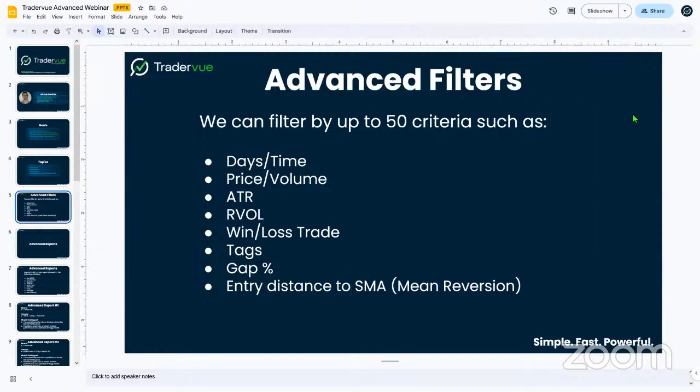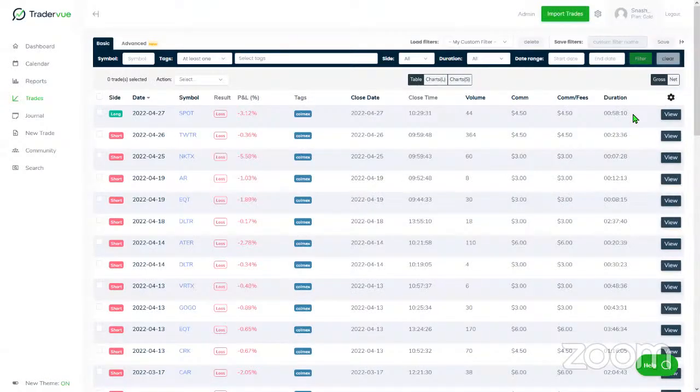So let's move to Tradervue now. Enough about the slides. Right now we're in a Tradervue Gold account. We're seeing the trade section with a lot of trades. And so what we're going to do is, the advanced filter you can find in multiple sections, like the trade section and the report section. In most of those sections you can see it.